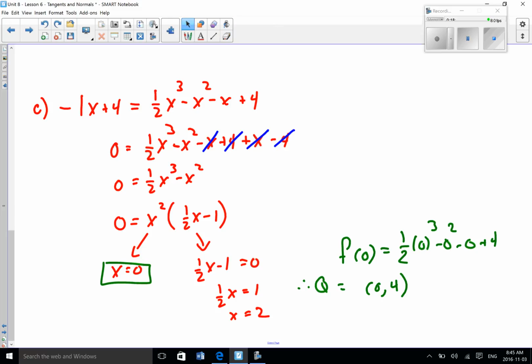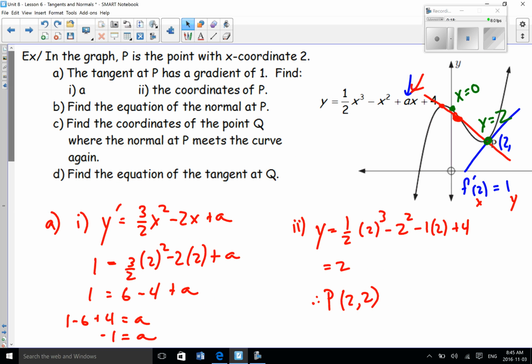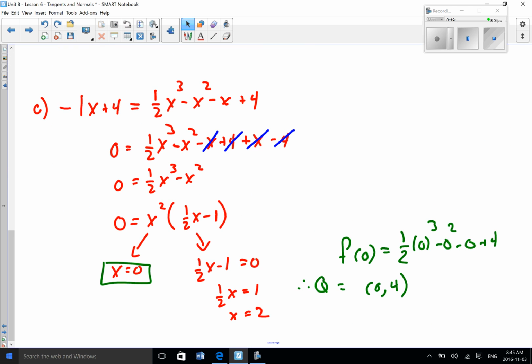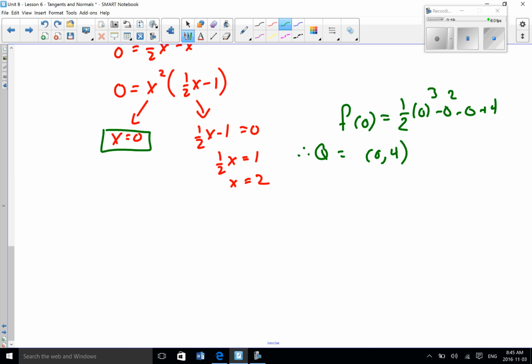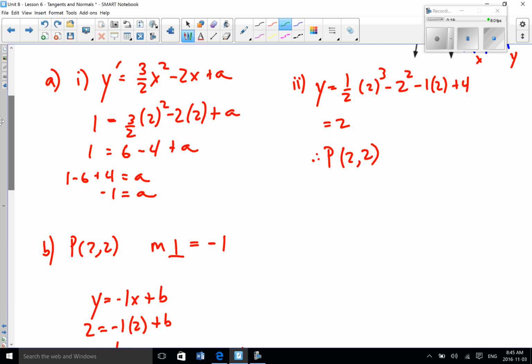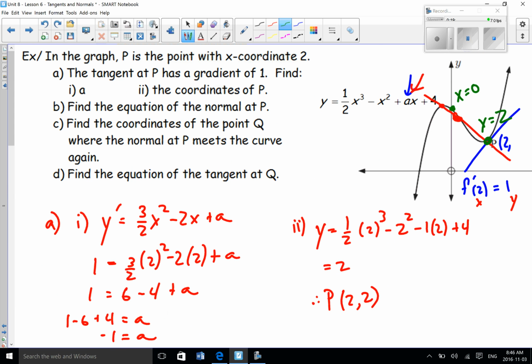Okay, and the last part, find the equation of the tangent at Q. I want to know the tangent at Q. Okay, so what do I know about this tangent? I know this tangent goes through the point 0, 4. And I know it's perpendicular to the normal. Well, the normal, we just found out a second ago, was negative 1, right? So what's perpendicular to negative 1? Well, it's back to 1 again. It's the same slope as the original tangent. These two tangents have to be parallel to each other.